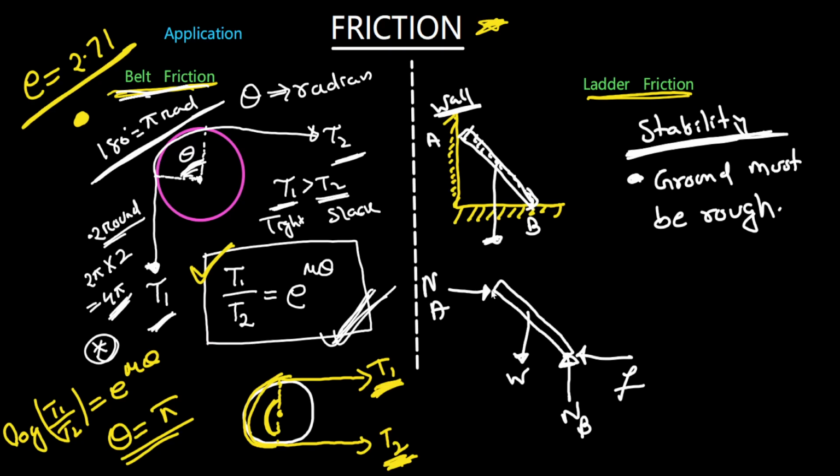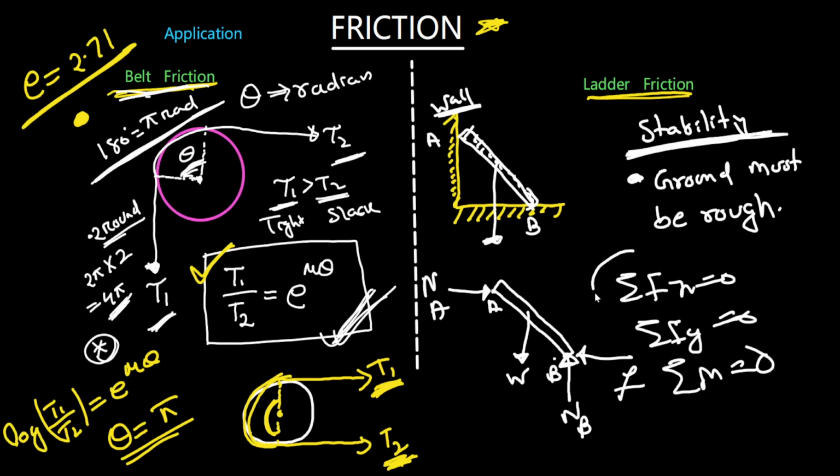By taking these points A, B, you can apply net force in x direction equal to 0, net force in y direction equal to 0, and net moment about any point equal to 0. By taking all these things, you can calculate whatever unknown force is asked, and answer this question. Okay, this is the ladder friction.